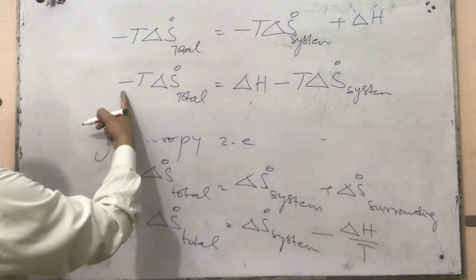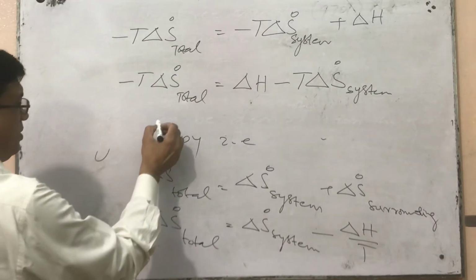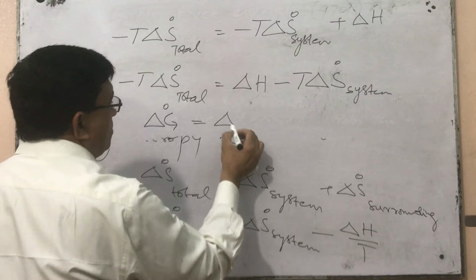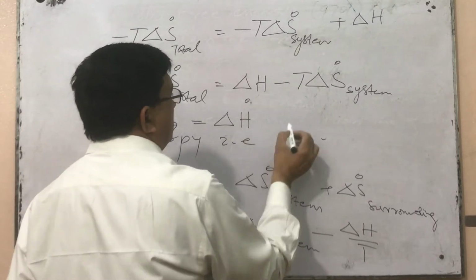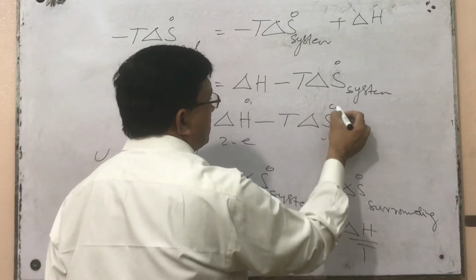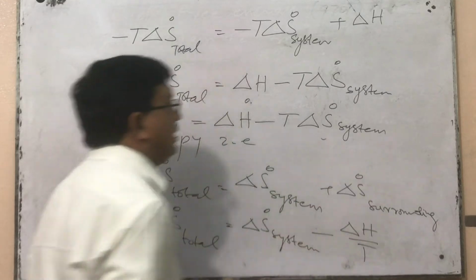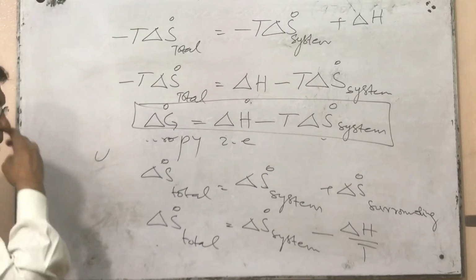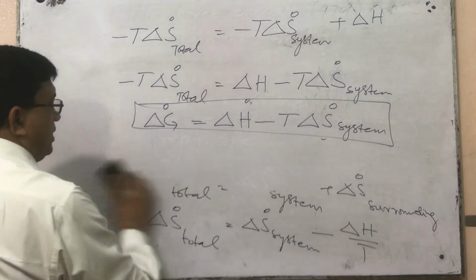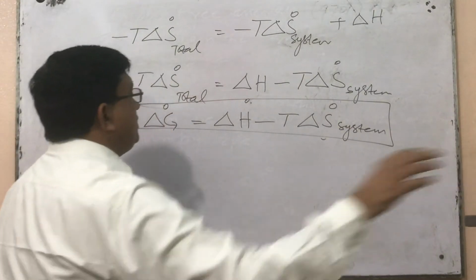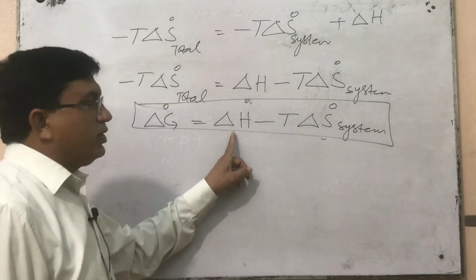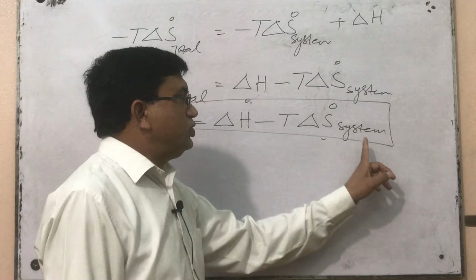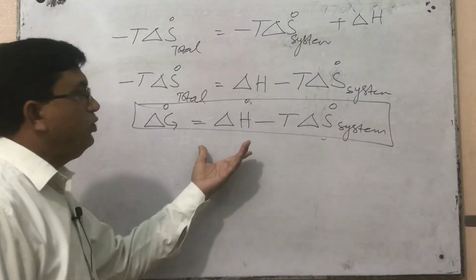Now, as we know that minus T delta S naught total is equal to delta G naught, this becomes equal to delta H naught minus T delta S naught system. Now, this equation can easily be used to calculate the standard Gibbs free energy change for a certain reaction. This equation can be used easily when we know the value of standard enthalpy change of reaction, absolute temperature, and the standard entropy change of the system. If we know all of these values, we can use this equation.